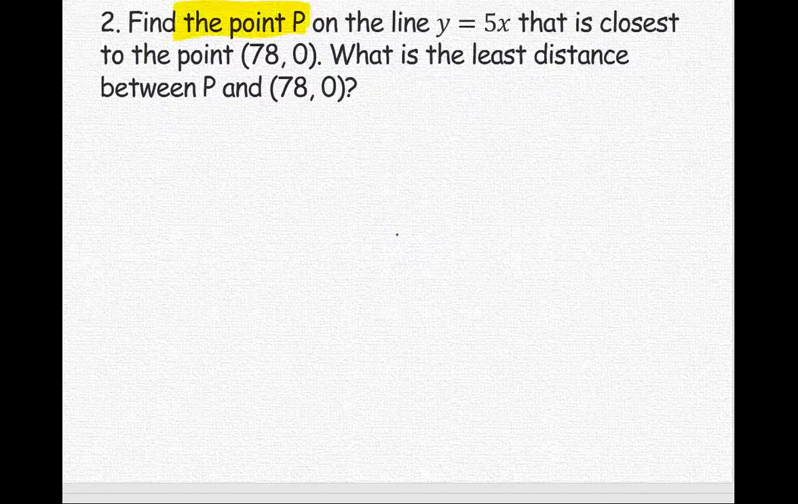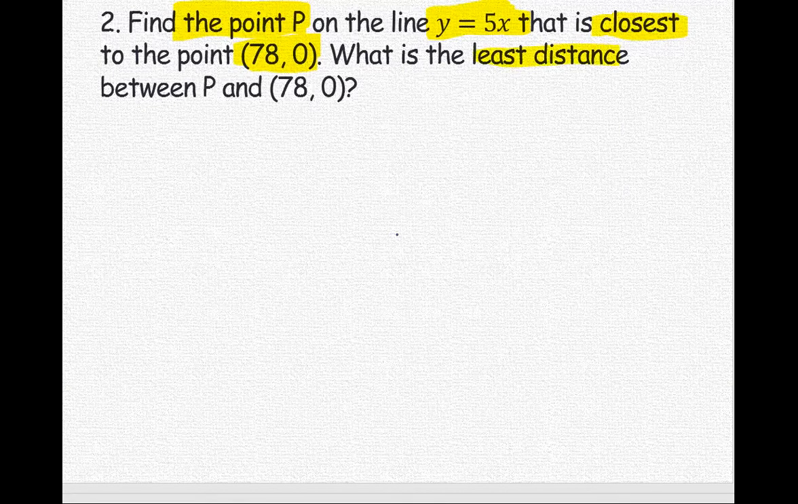The goal is to find the point P. P is in the ordered pair form x comma y, with the line given as y equals 5x. The key term is "closest to the point 78 comma 0." After we find the point, what is the least distance between point P and (78, 0)?